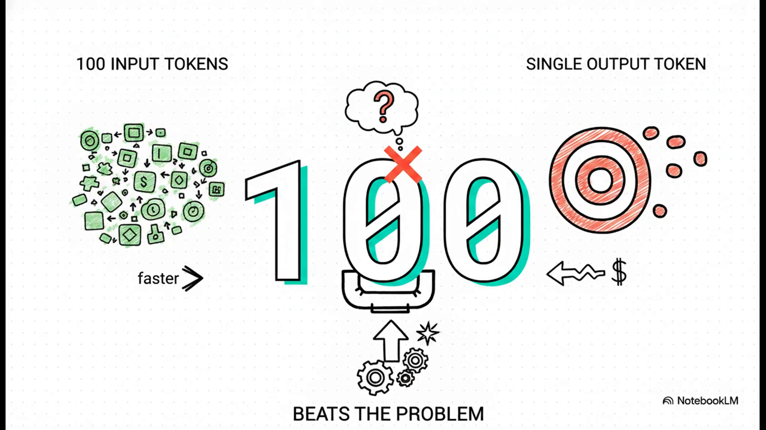Now, what's really interesting about this slide is that massive 100 right in the center. In an experiment, Anyscale found that a single output token can have the exact same impact on overall latency as 100 input tokens. Because output tokens have to be generated sequentially, it is just an incredibly slow and expensive process. In fact, output tokens actually cost about 2 to 4 times as much as input tokens across most model API providers. So, how do we beat this?